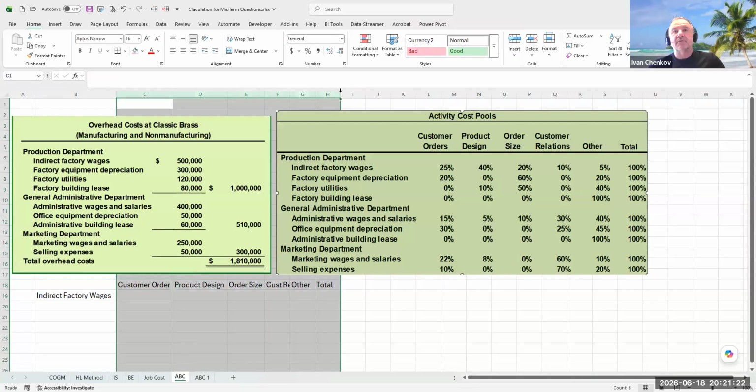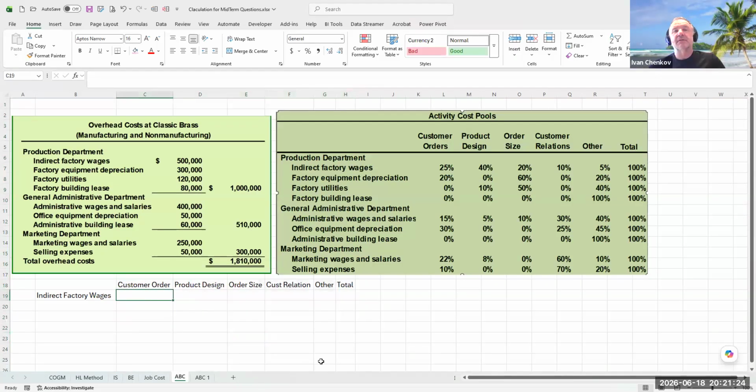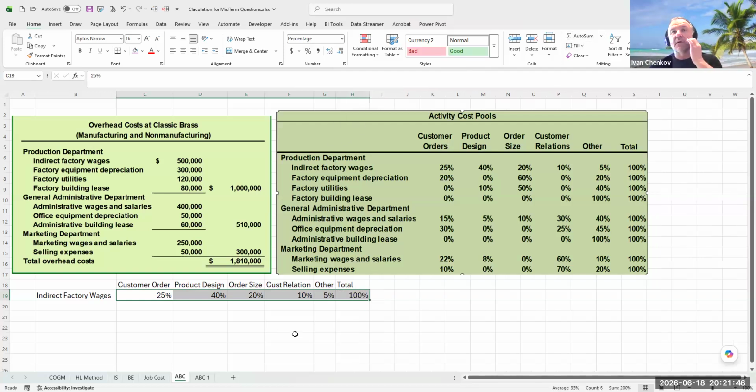Let's move those ones just to make it even. Okay, so I have it as a percentage, 25% here. I have 40% here, and I have 20% order size here. I have customer relation 10% here, and I have 5% here. If you want to check yourself, make sure that you're getting 100%. If you're getting the 100%, you're on the right track.